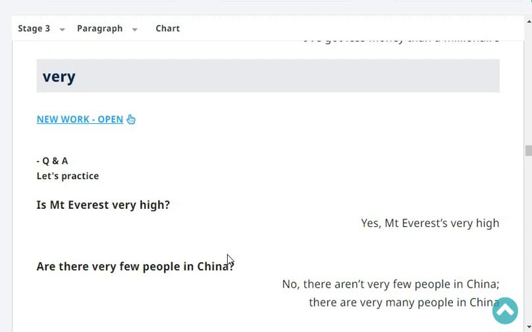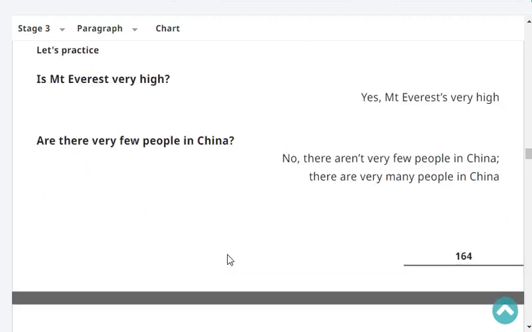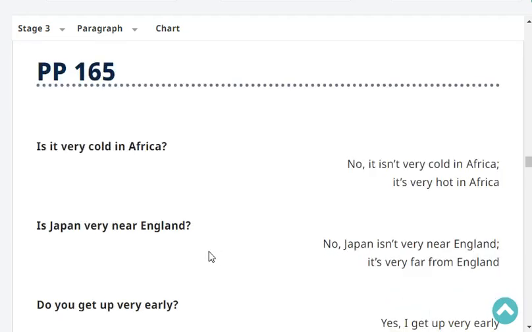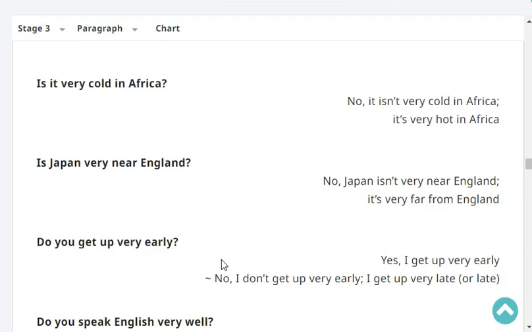Is Mount Everest very high? Yes, Mount Everest is very high. Are there very few people in China? No, there aren't very few people in China. There are very many people in China. Is it very cold in Africa? No, it isn't very cold in Africa. It's very hot in Africa.